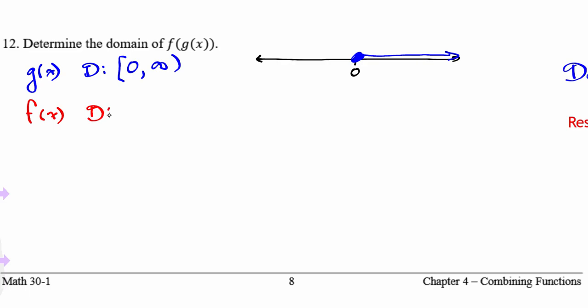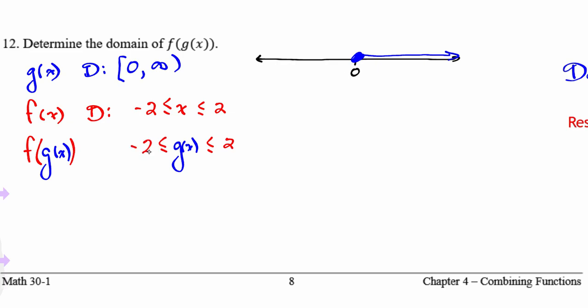In the domain for f of x, I'll write it as an inequality rather than the interval notation, was that x was less than or equal to positive 2, greater than or equal to negative 2. But remember, what we're actually looking at is what is f of g of x, which means my x gets replaced with a g of x, and I need to see when is g of x less than or equal to 2 and greater than or equal to negative 2. Well, g of x was the square root of x.